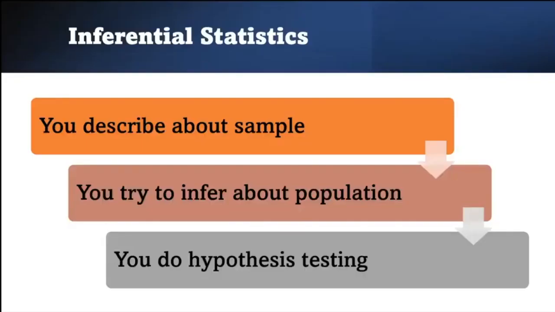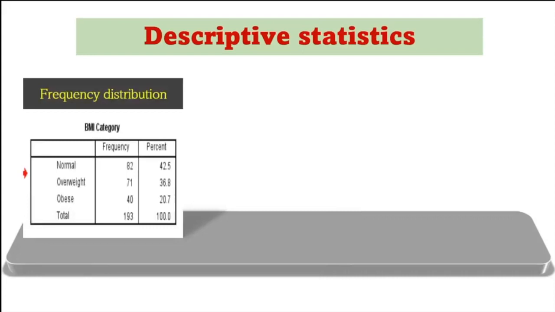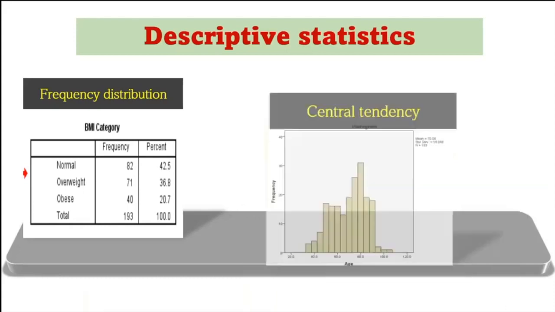So in inferential statistics, although we describe the sample, we try to infer about the population, and we definitely do hypothesis testing in the form of a null hypothesis and an alternate hypothesis. In descriptive statistics, like we said, there are two key terms: the central tendency and the measure of spread. And again, we make a frequency table.